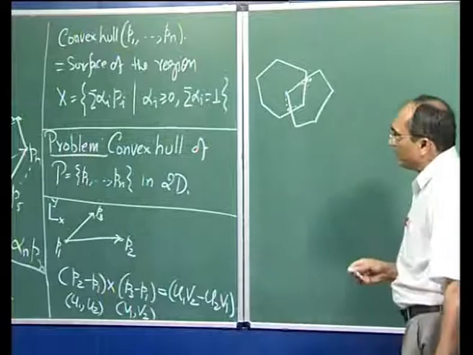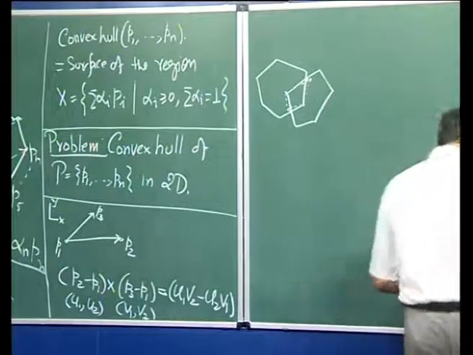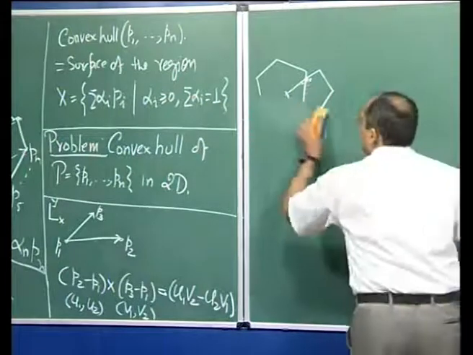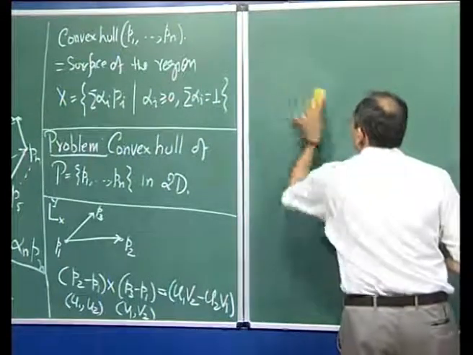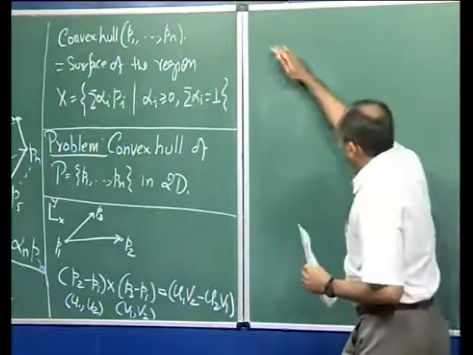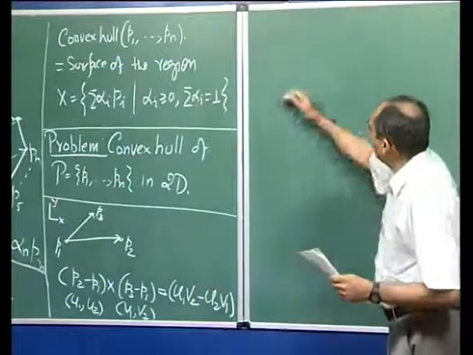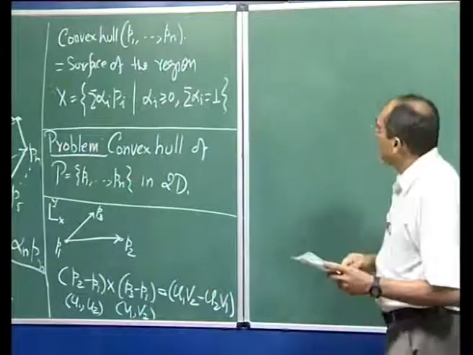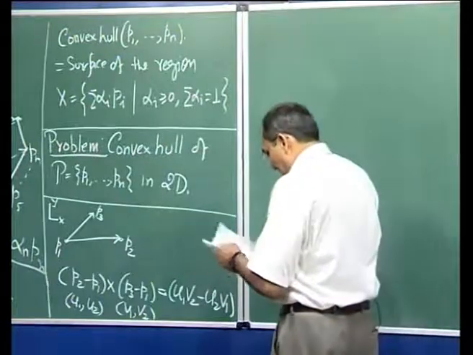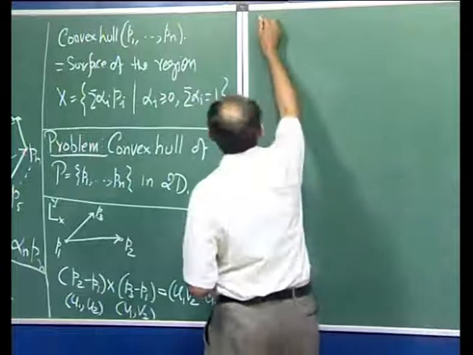Anyway, coming back to our problem of convex hull. We are now given a set of endpoints. The algorithm that I am going to discuss is called Jarvis March.